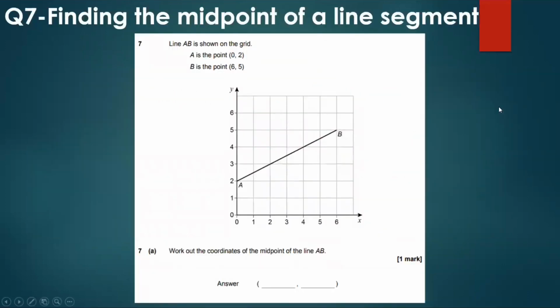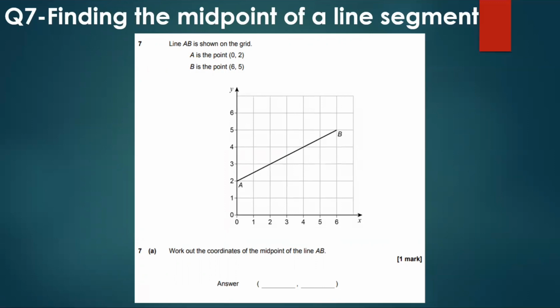Okay, question number 7. I'm going to hand back over to Abdallah for question number 7. So line AB is drawn on the grid. A is the point 0, 2, and B is the coordinate 6, 5, so 6 across and 5 up. Part A, work out the coordinates of the midpoint of line AB.